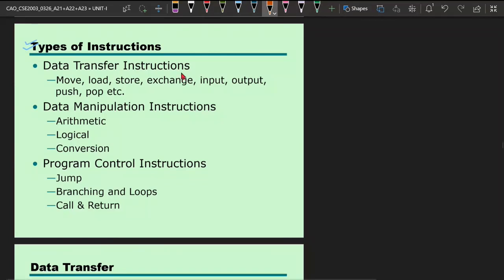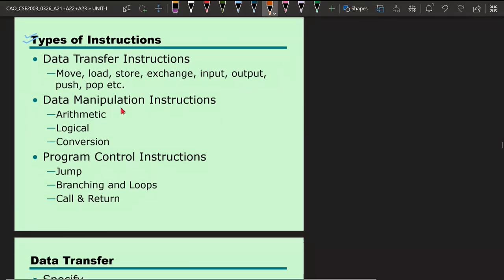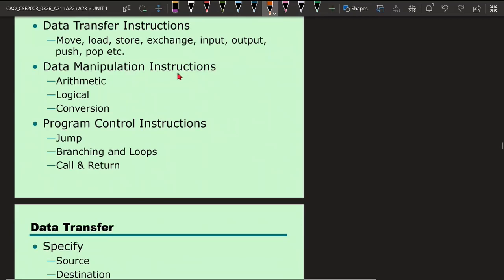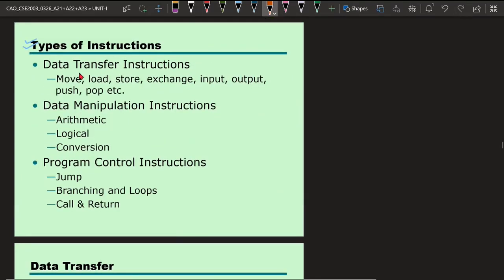In data transfer operations, we have different instructions: move, load, store, exchange, input, output, push, pop, etc. There are different data transfer instructions, and we will see one by one what these are. The next one is data manipulation instructions. There are different types of instructions that can be there, and it is divided like that.